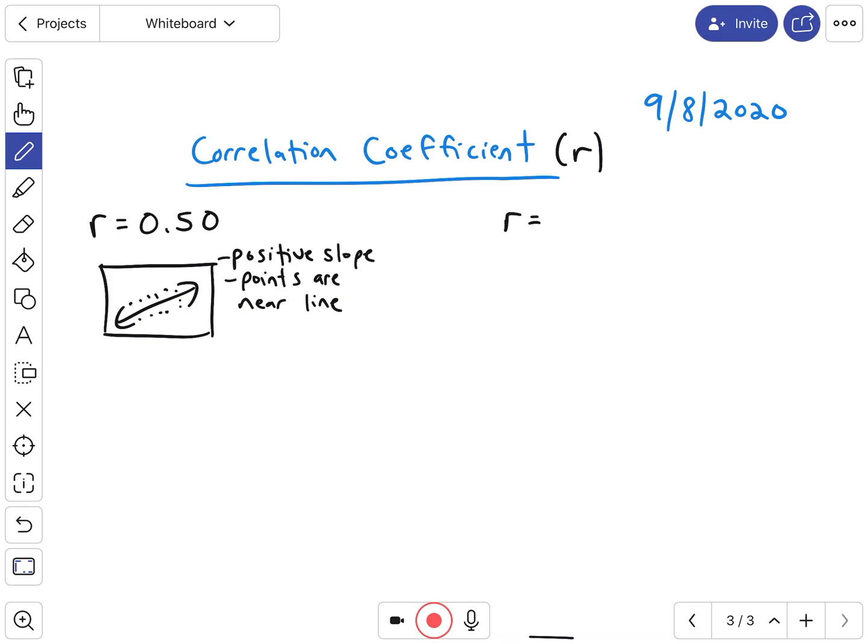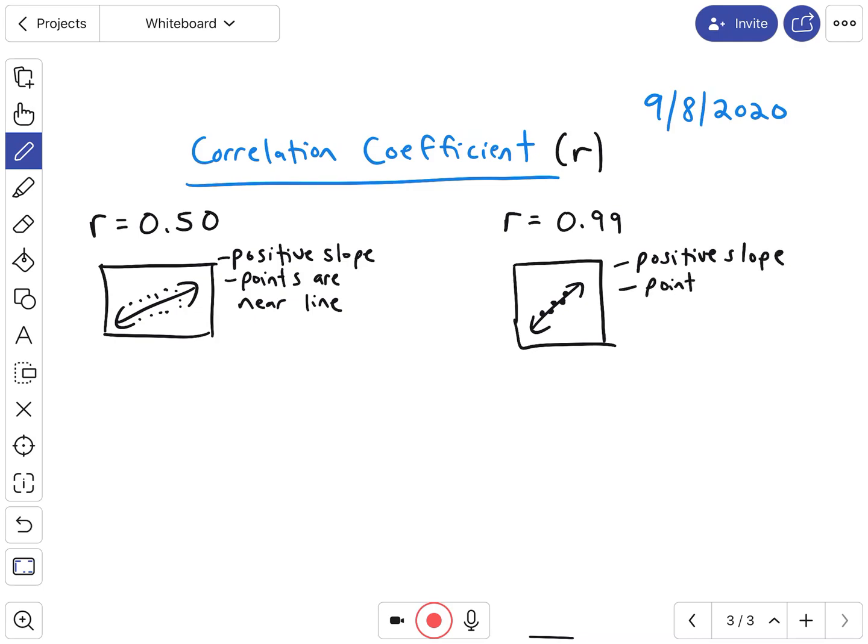You could also have a correlation coefficient that is really, really high, close to $1, 0.99, and in that case, you would have a positive slope, and you're going to have points that are basically on the line, like really close. So this is another positive slope, and the points are very close to the line.